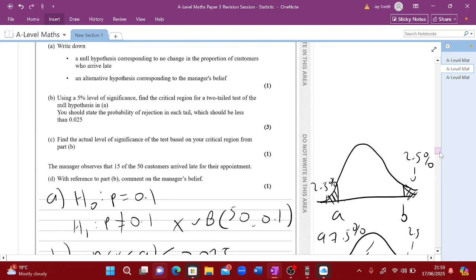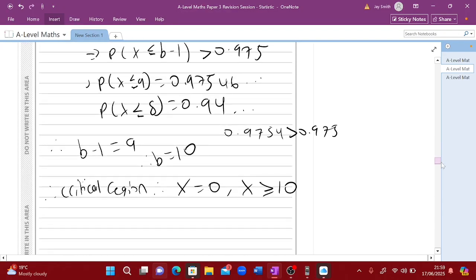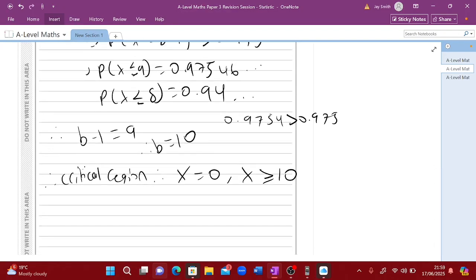Part C says finding the actual level of significance based on your critical region. They do like asking that, but essentially what that's saying is, the critical region, the significance level we defined it to be. So the amount of assurance we have, we want to be 5%. So we're saying we want to be 95% sure or more that indeed the proportion of people late is different to 0.1 or 10%, right?